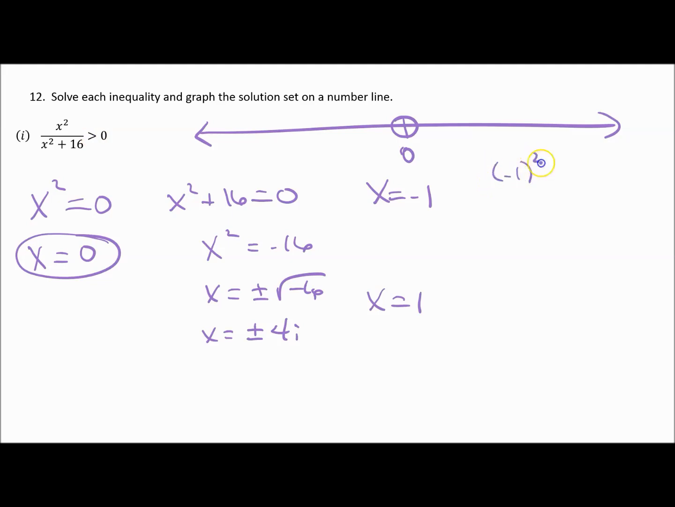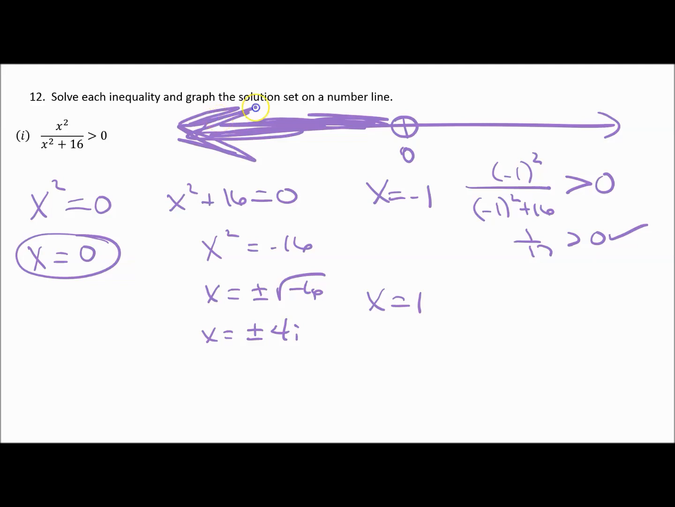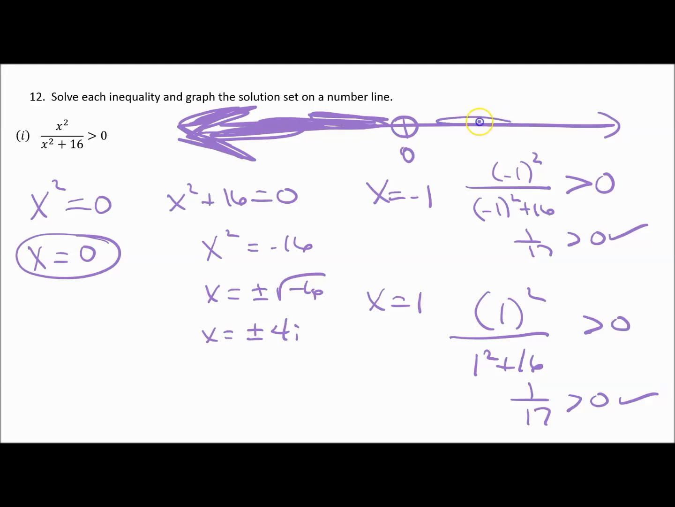So I've got -1 squared over -1 squared plus 16. Is that greater than 0? It is, because that gives you 1 over 17, and 1 over 17 is greater than 0. So where the -1 came from is the left side of my number line, so I shade that in. And then I check +1, okay? So that's 1 squared over 1 squared plus 16. We're trying to see, is that greater than 0? Well, I get 1 over 17 again, and yes, that's still greater than 0. So I shade this side.